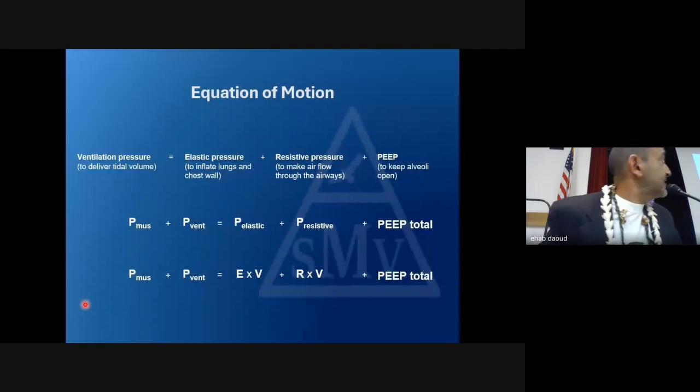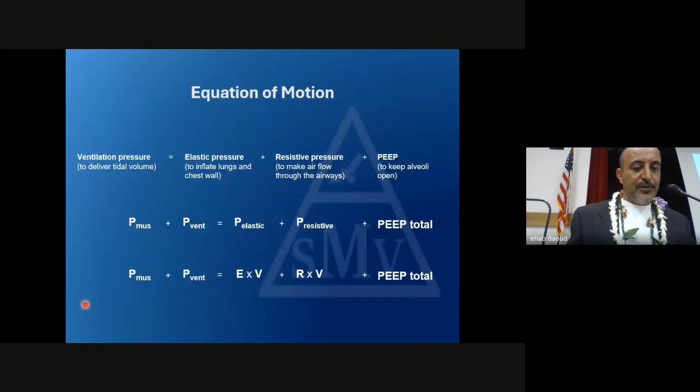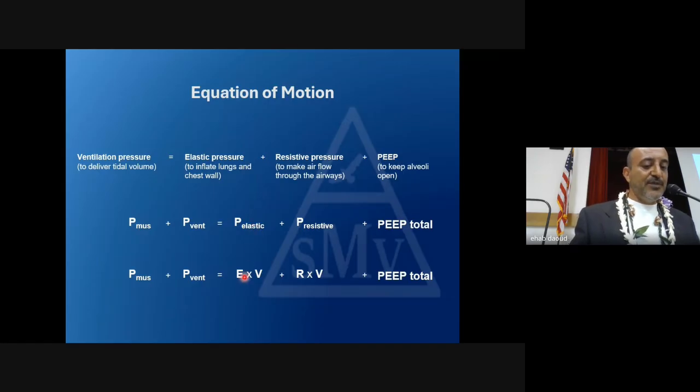All right, it all stems from the equation of motion. I'm not going to stop here too much, but basically, for the ventilator to put air in our lungs, it needs to overcome elastance, resistance, and auto-PEEP. And of course, it all comes to elastance. Pressure is elastance times volume, plus resistance times flow, plus PEEP. Again, I'm going to skip this.